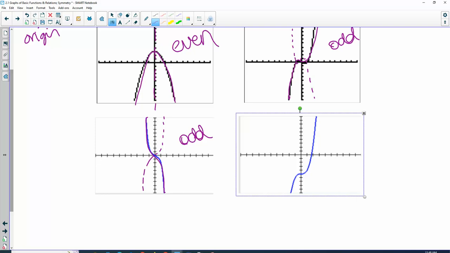Last one. If I flip this over the y, so it would look like this. If I then flip that over the x, so this point would go all the way up here. It's going to look like that. Is that what we started with? No, so this is neither. Okay, so kind of a visual. If we're looking at the graphs, we're checking that symmetry.